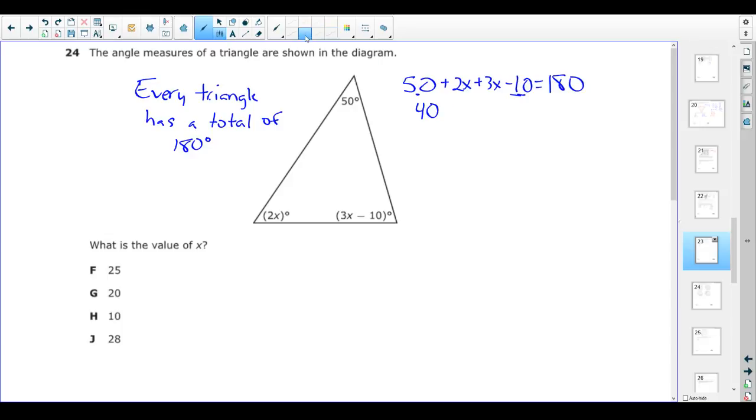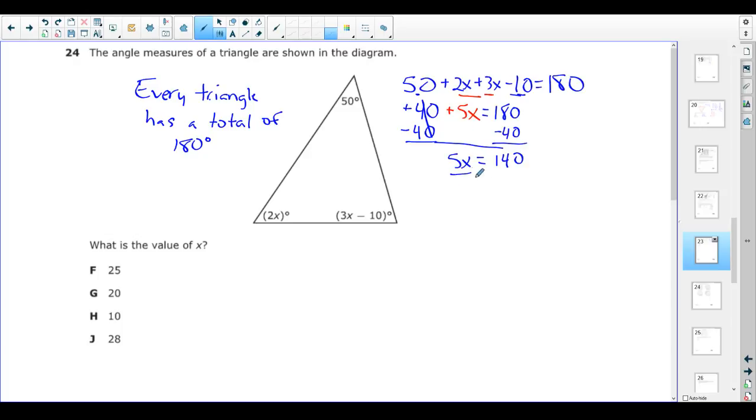Okay? And then we can combine our x's together. So 2x plus 3x is 5x. That still equals 180. So all I did there is I just added all the numbers together and added all the x's together. Now we start to get x by itself. This is a positive 40 here, so to get rid of a positive, we subtract. So minus 40 from both sides. This is 5x equals 140.